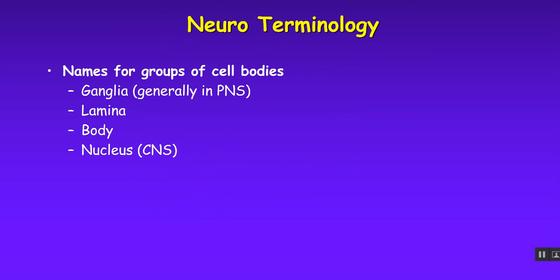If you hear these terms associated with a structure tacked onto the end of the name of something, a ganglia, a lamina, a body, or a nucleus, okay? We're not talking about the nucleus of a cell. When we get into the central nervous system and they talk about a nucleus, we're talking about a group of cell bodies together in the central nervous system. In the peripheral nervous system, the group of cell bodies associated with neurons tends to be called a ganglia, okay?